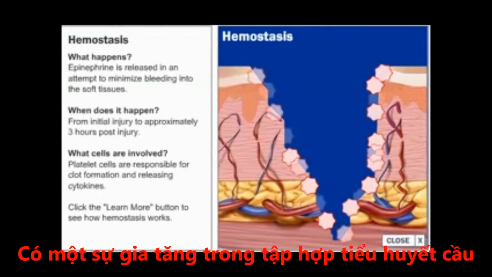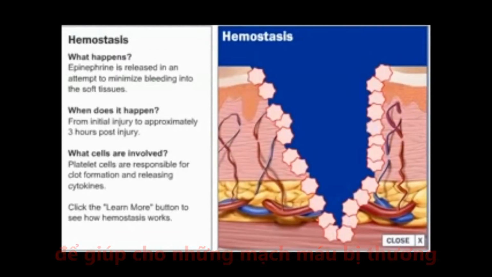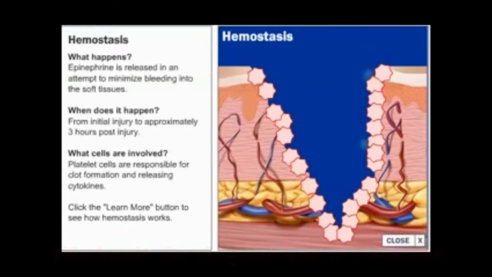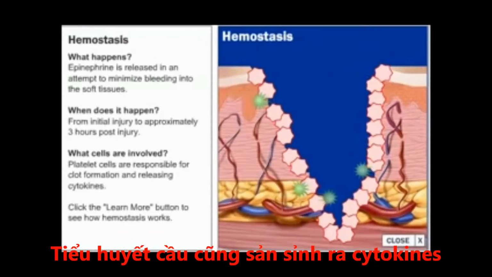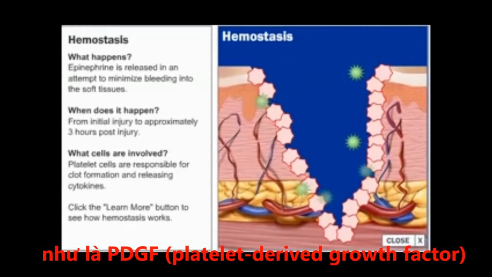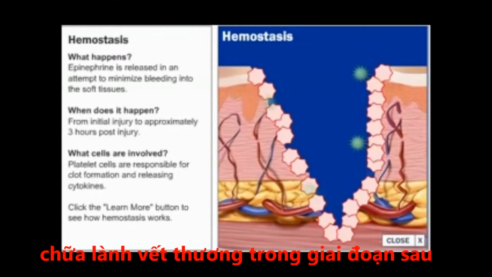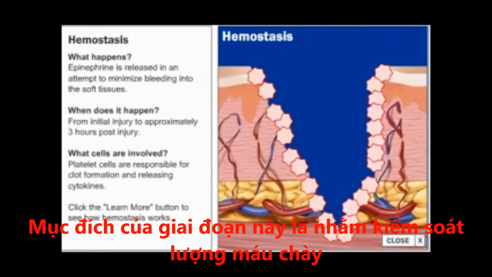There is an increased aggregation of platelets to enable the wounded vessel to complete the clotting process. Platelets also release key cytokines, such as platelet-derived growth factor, that call in cells to participate in later phases of healing. The objective of the hemostasis phase of wound healing is to control bleeding.